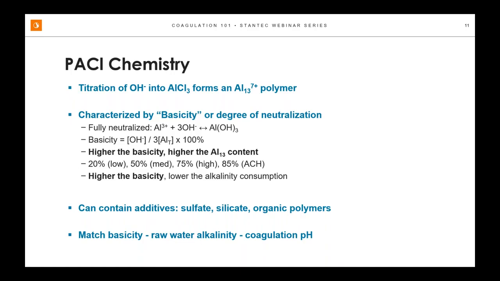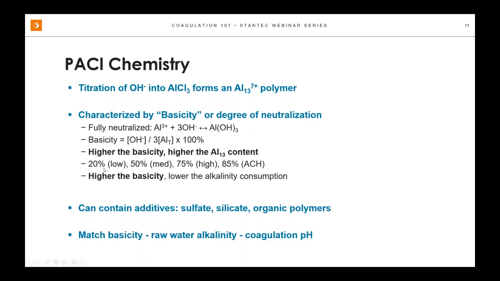They'll say it's high basicity, it's low basicity, and it refers to the ratio of how much base to how much aluminum, with 100% meaning fully reactive. So you'll see the higher the basicity, the higher that aluminum 13 content, because it's driving this polymerization reaction. But also the higher the basicity, the lower the alkalinity consumption. So alum is a pretty effective acid. It drops the pH quite nicely. But these, because they're pre-neutralized and have had some caustic, they drop the alkalinity less.